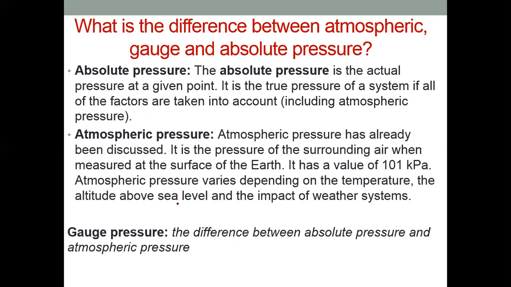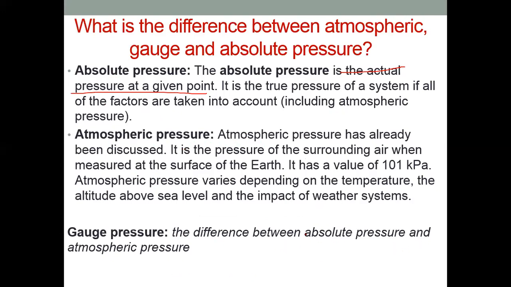Okay. So what is the difference between atmospheric, gauge, and absolute pressure? These are the three types of pressure. So the first one, absolute pressure. The absolute pressure is the actual pressure at a given point. Atmospheric pressure, we already know, is the pressure due to the atmosphere. And gauge pressure is the difference between absolute pressure and atmospheric pressure.